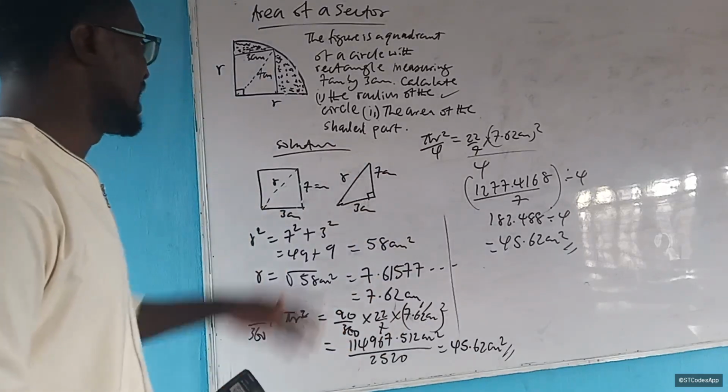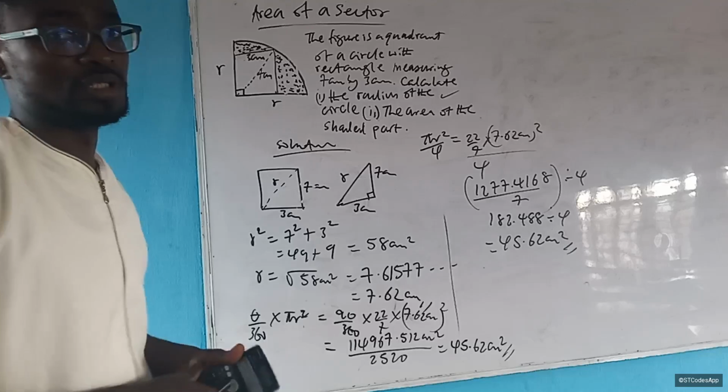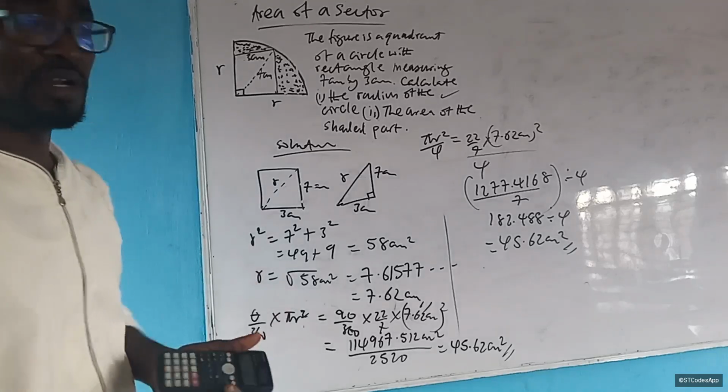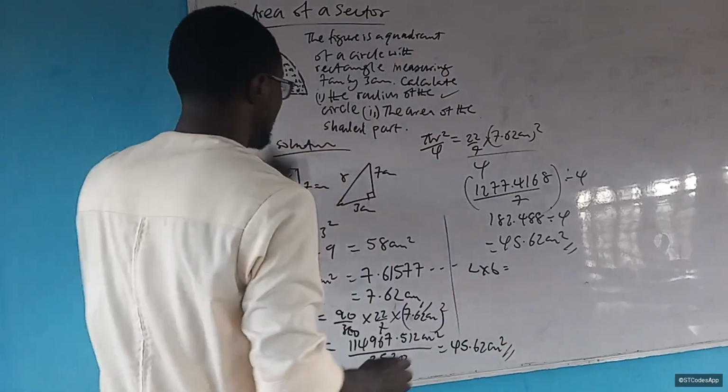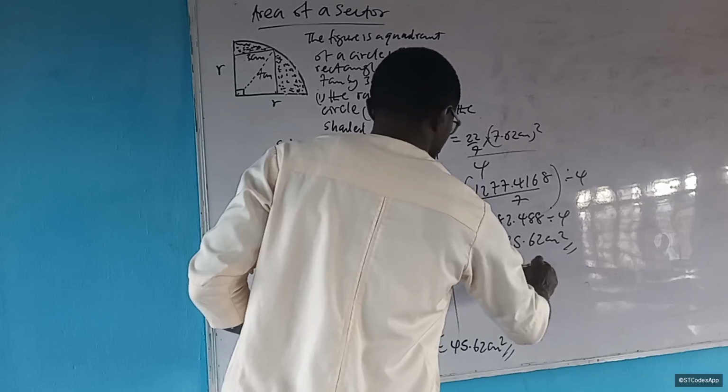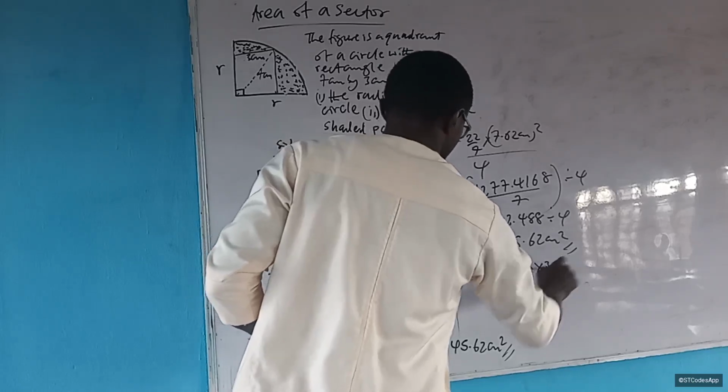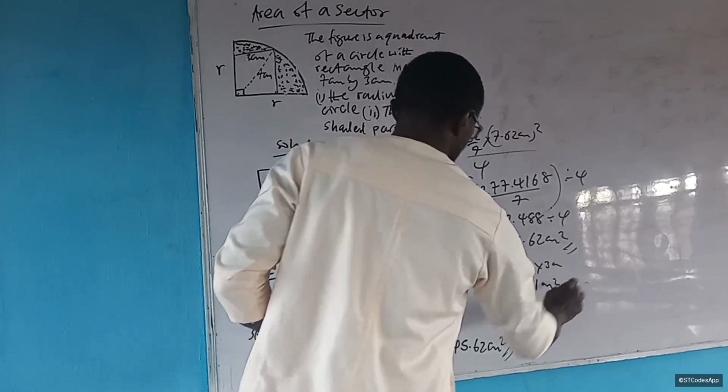Now, our next point is to find the area of this rectangle. So what is the area of a rectangle? The area of a rectangle is length times breadth. Our length is 7 centimeters, times our breadth, which is 3 centimeters. And that gives us 21 centimeters squared.